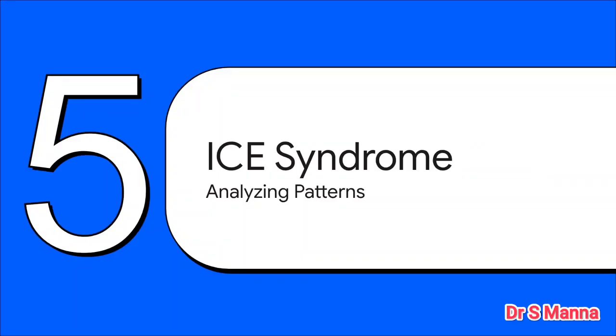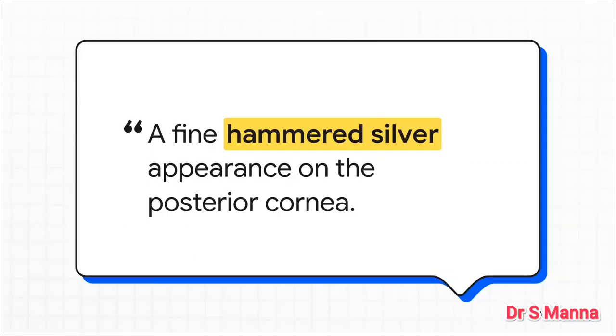Finally, let's wrap up with Section 5, analyzing ICE syndrome patterns. For our last clinical comparison, we're looking at another severe condition, iridocorneal endothelial syndrome, or ICE syndrome for short. Now, while our focus today is specular microscopy, the diagnosis for this actually often starts one step earlier. If you use a slit lamp before you even bring the patient over to the specular microscope, you might notice something pretty striking. ICE syndrome typically presents with what's classically described as a fine, hammered silver appearance on the posterior cornea. It's a very unforgettable visual, and it's really your first major clue that you're dealing with ICE syndrome.